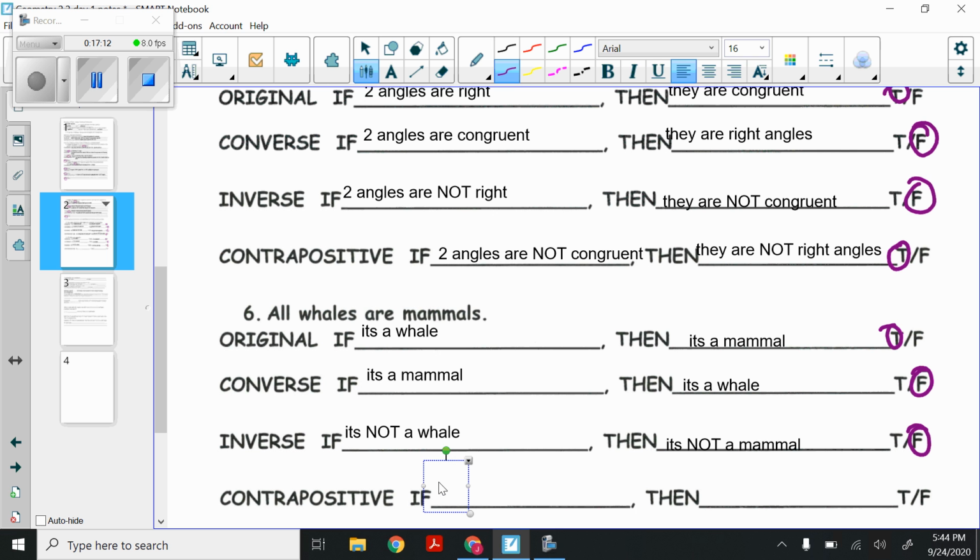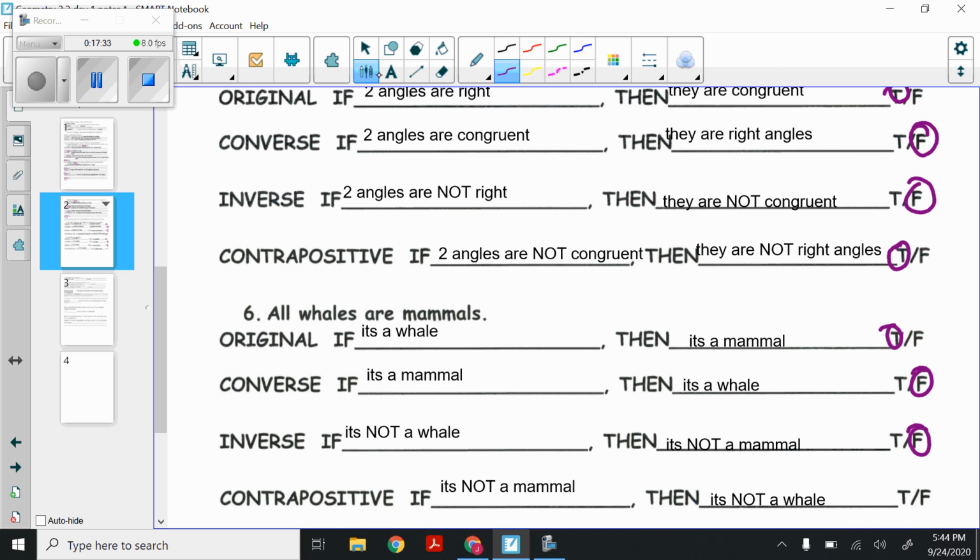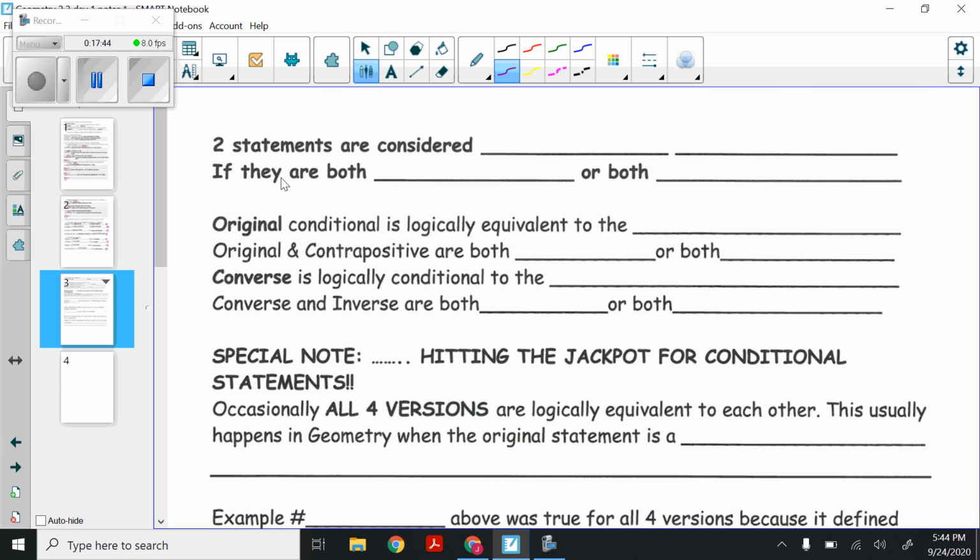And finally, the contrapositive. The contrapositive is going to say if it's not a mammal, then it's not a whale. Well, that would have to be true, because if it's not a mammal, there's no way it can be a whale, because we know that whales are mammals. Okay? So true. All right, let's keep going.